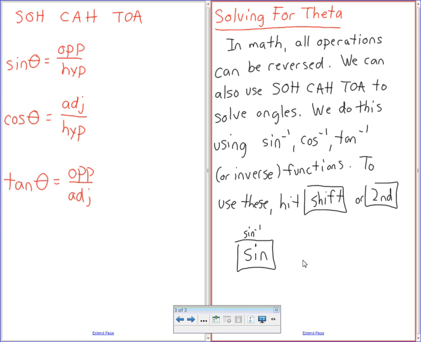So I'm going to read that through to make sure it's clear for everyone before we continue. It says, in math, all operations can be reversed. We can also use SOHCAHTOA to solve angles. We do this by using sine inverse, cos inverse, and tan inverse functions. To do this, hit shift or second. Okay, so that'll get to the inverse. All right, and the rest of today's examples.